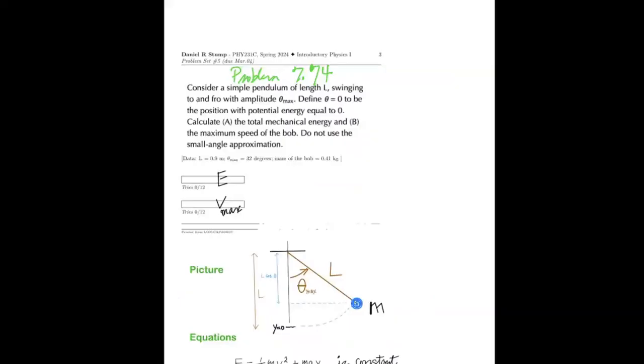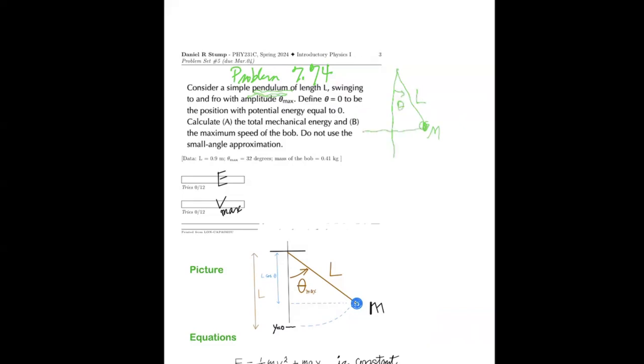Let's look at another problem. Here's another problem which involves a pendulum. So there's a whole section in this chapter 7 about the pendulum. Simplest kind of pendulum is a mass on a string. So you have a mass M, a string of length L. You can measure the position with the angle theta.